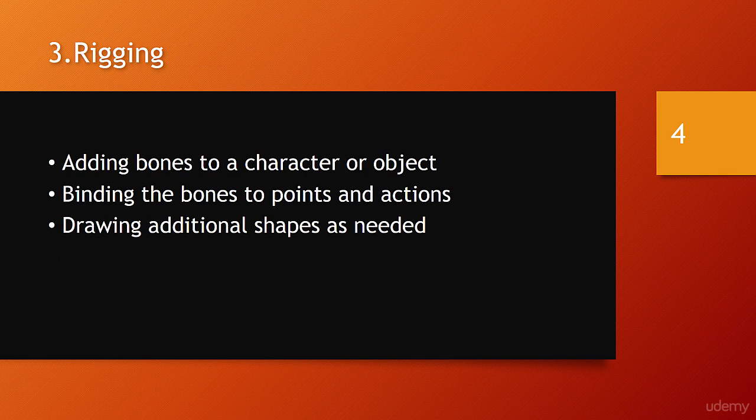Next is rigging, and that's adding bones to a character or an object. Remember that you can also have animated objects that do things, inanimate objects. You then bind the bones to the points and actions. So points would move the character around as you move the bones. Actions would maybe flip to a different hand position or a different mouth position. And then you may have to draw additional shapes as required. So if you're going to flip hands, you need to draw more than one hand position, and you may not do that until you're rigging.